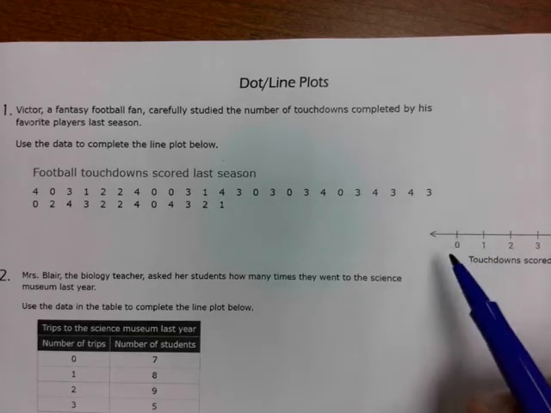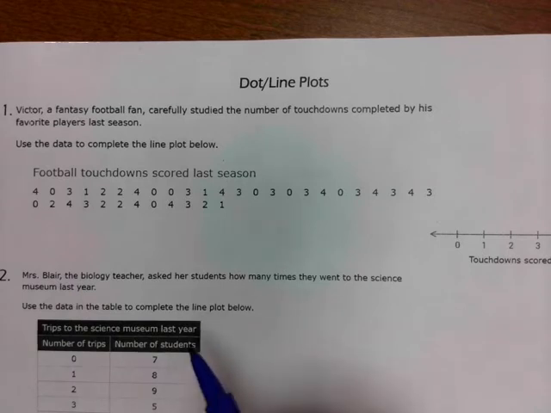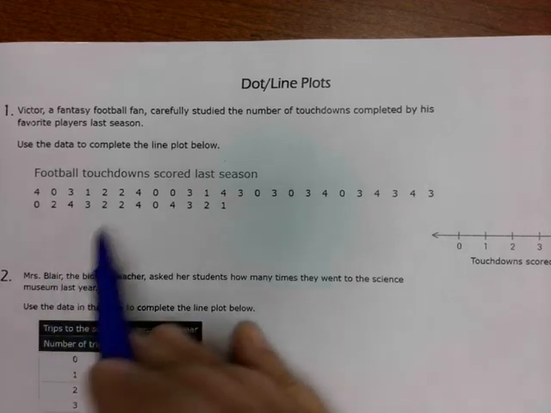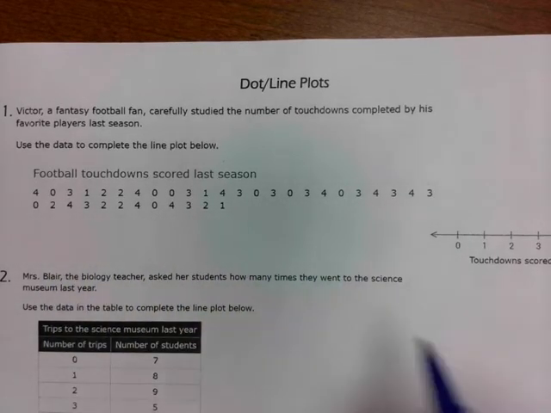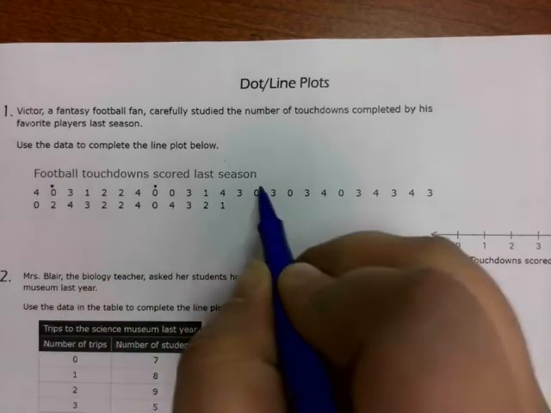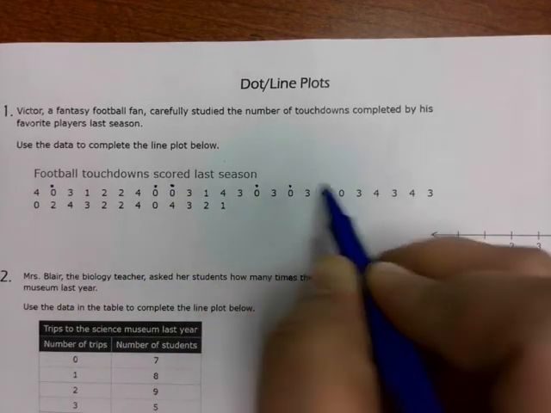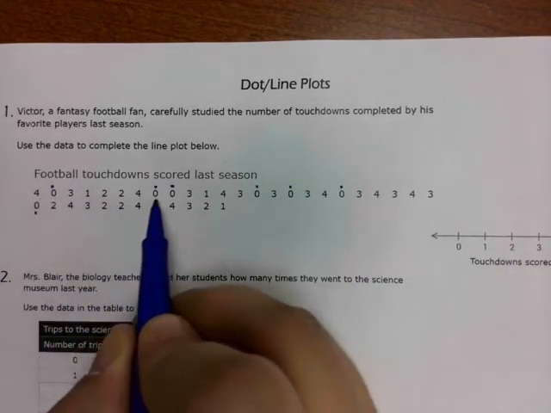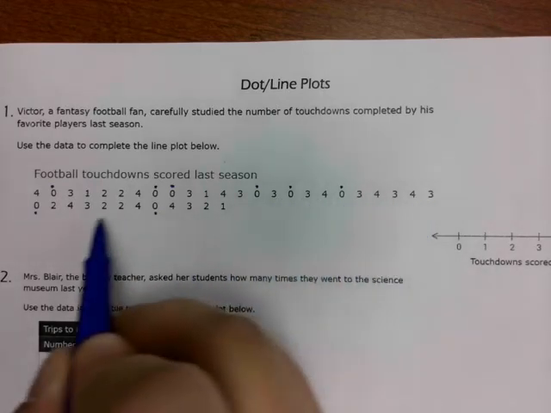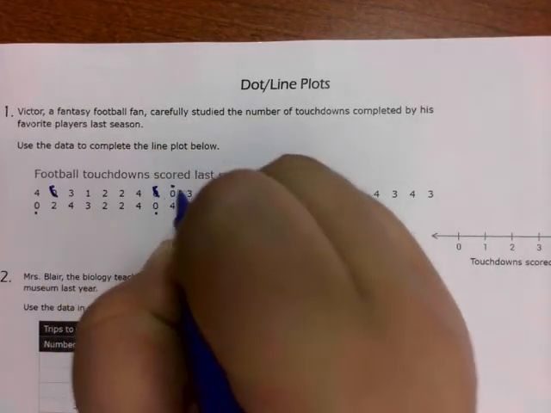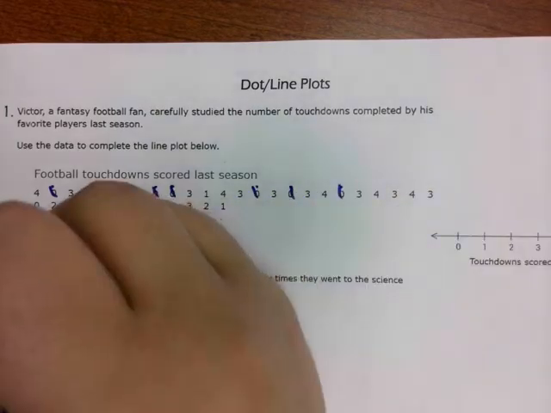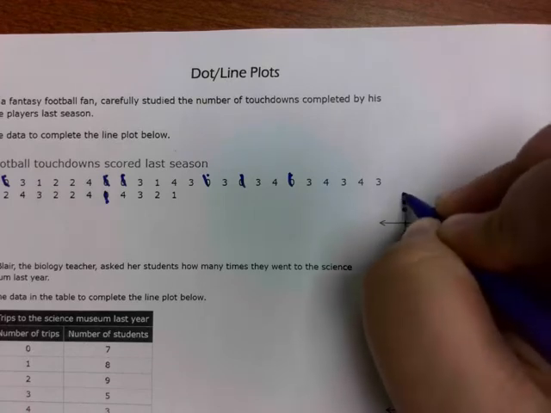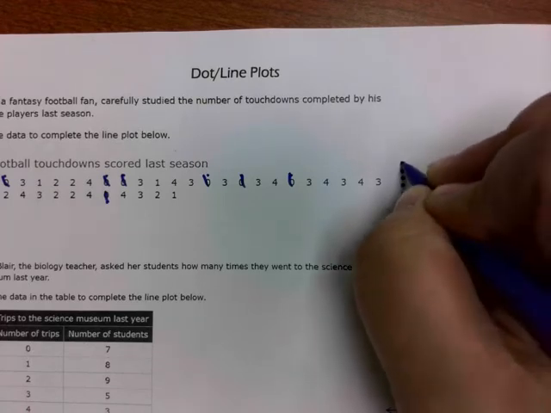So the first number is 0. All you have to do is count how many zeros you have. It doesn't hurt to double check it, like count it twice and make sure you didn't miss them, because it is very easy when there's so many numbers. So for 0, we've got 1, 2, 3, 4, 5, 6, 7, 8. Make sure I didn't miss any. Nope, we're good. So above the 0, I'm going to put 8 dots.